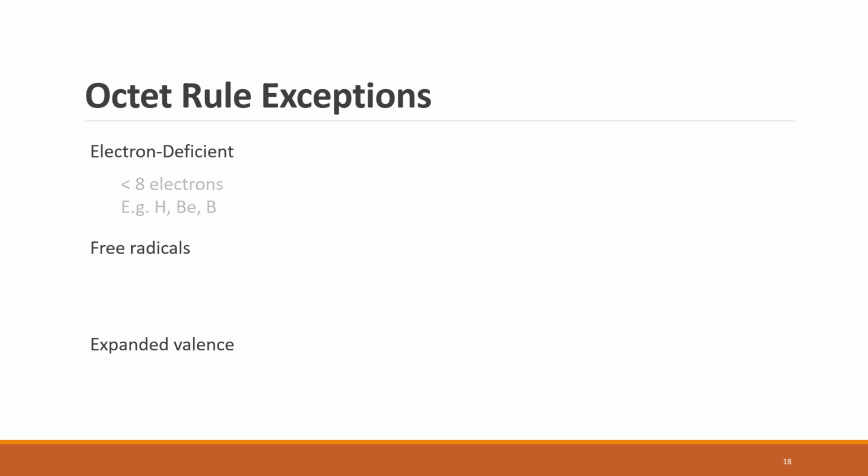The first exception is electron deficient, meaning there are some elements that like less than 8 electrons, and we just talked about hydrogen as being one of them. Helium is the other one. Helium only likes 2 because it only has room for 2. But there are others that have room for 8 but don't like 8, and those would be beryllium and boron that we're going to see. Boron most often.